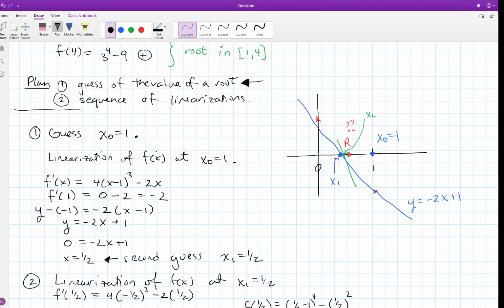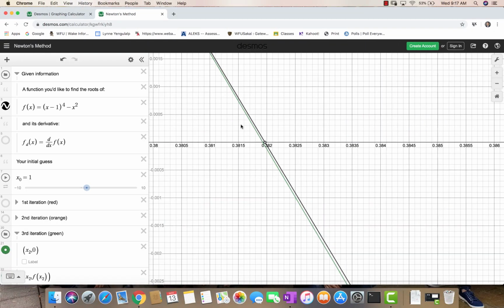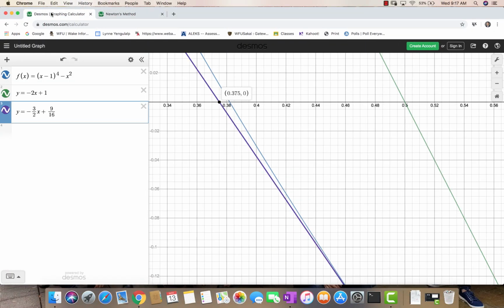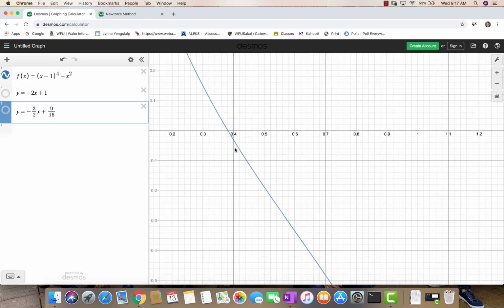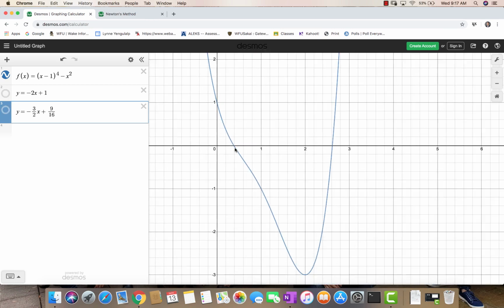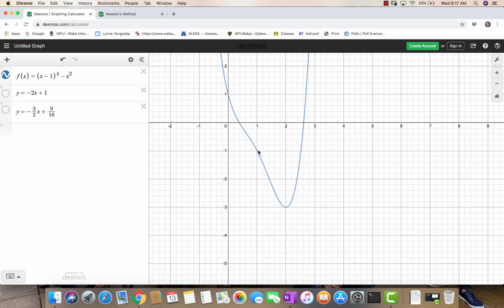Let me see if I can zoom out and get the full, actually, let me just go back over here. Turn these off. So here's my function, and the fact that I started with an initial guess of 1 meant the first tangent line that I drew hit the x-axis over here. So that first guess sometimes sort of dictates which root you're going to get close to.